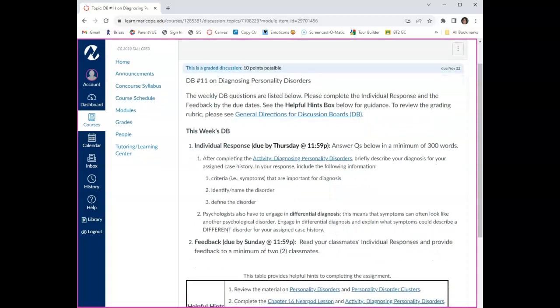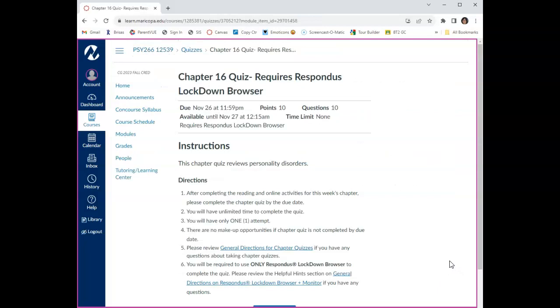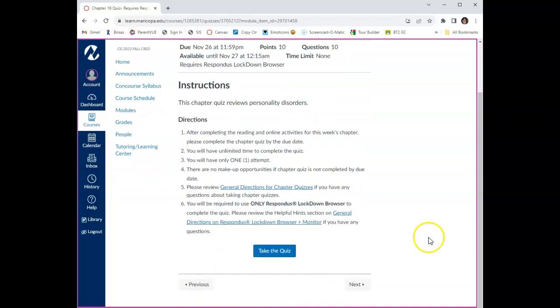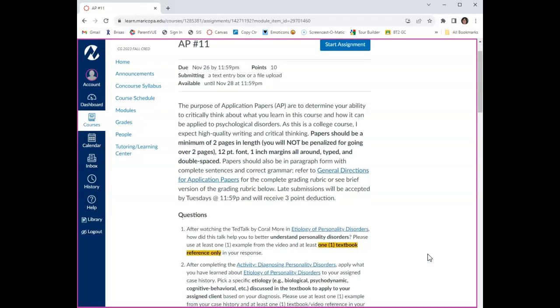Your second assignment is the discussion board on diagnosing personality disorders. This discussion board ties back to the activity of diagnosing your assigned client. For your discussion board, you'll share your diagnosis for your assigned case history, as well as engaging in differential diagnosis. The fourth assignment is the chapter quiz. I encourage you to differentiate between the 3 clusters of personality disorders and the key criteria or symptoms used for diagnosis. And finally, the last assignment for the week is the application paper.